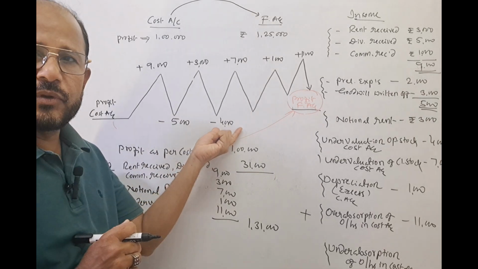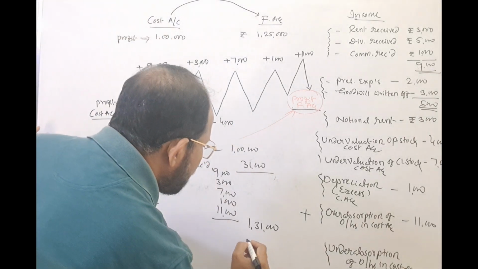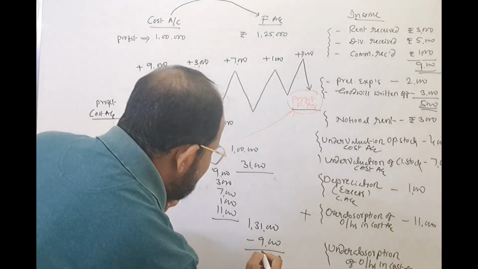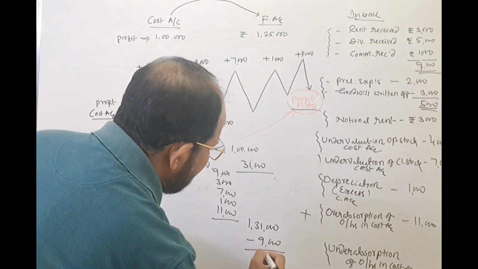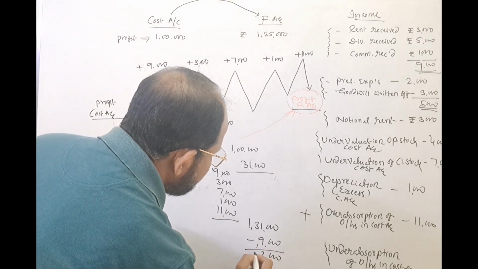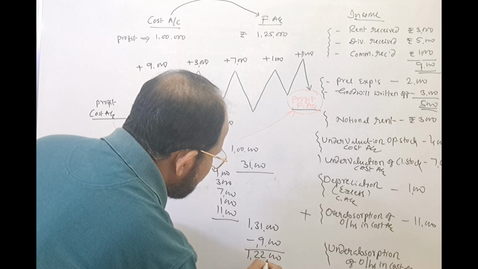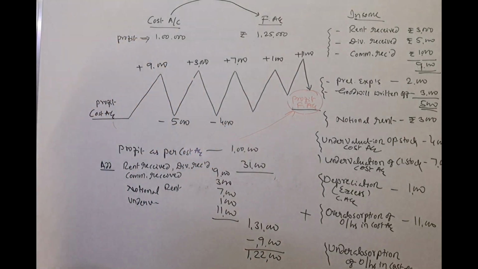5,000 and 4,000, total 9,000, we have to deduct rupees 9,000. Now, what is the resulting figure? We will check. 11 minus 9, 2, 1 remains. 3 minus, it comes to rupees 1,22,000 we are going to get here.